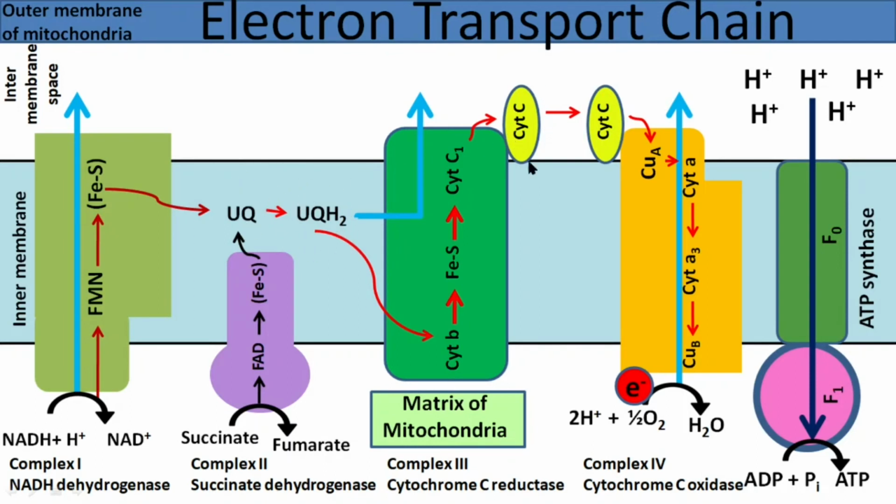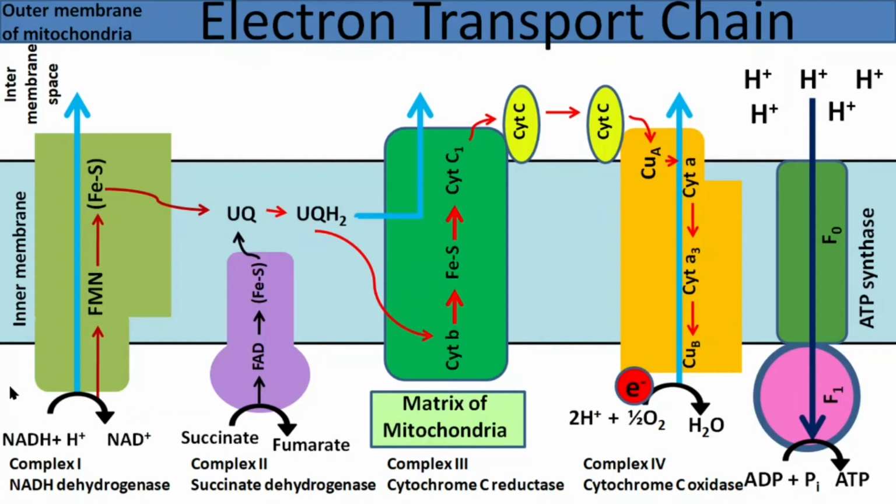If you see the cytochrome C, it is not present in the inner membrane of mitochondria, but it is present in the intermembrane space. It is present on the outer side of the inner membrane of mitochondria and is responsible for transferring electrons from complex 3 to complex 4. First, we will see how electrons are removed from reduced coenzymes, how they move along different components of the electron transport chain. Then we will see how ATP synthesis occurs by oxidative phosphorylation.